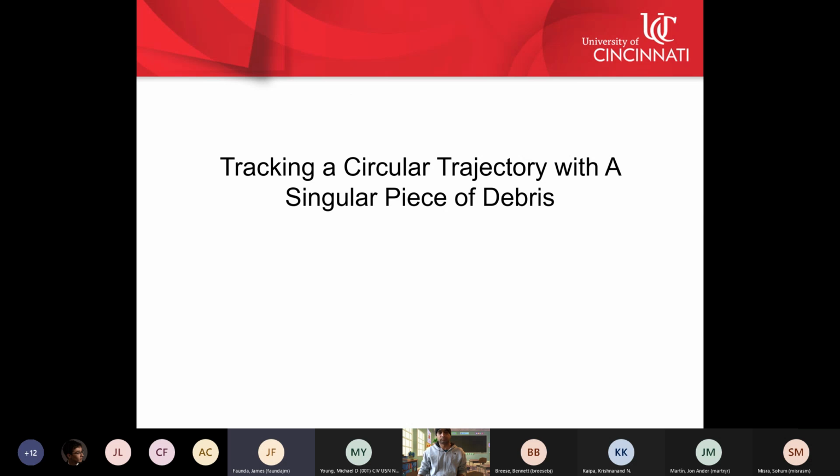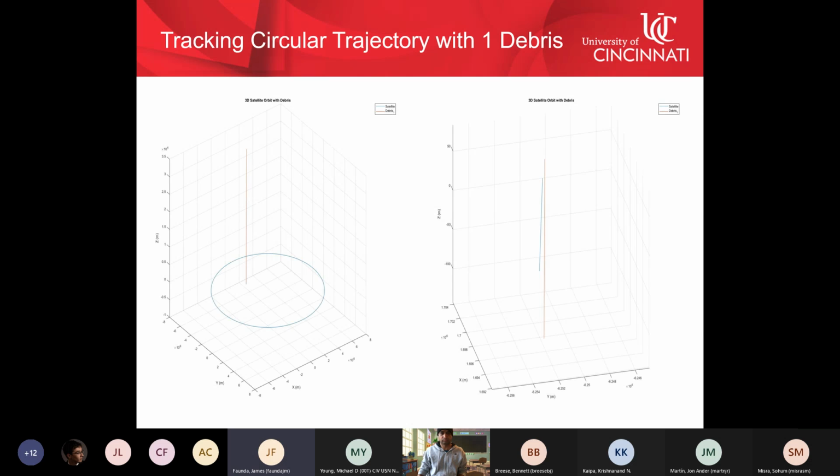Moving on to the results of a singular piece of debris. The figure on the left is the whole 3D orbit, including the debris. The scale is about 10,000, so that's why the debris looks like it's straight up and down, but really it's moving more at an angle. On the right, we have a zoomed in figure to show that it does in fact avoid the debris. But as you can see from the scale, it is hard to tell if the miss is in an acceptable range, which brings us to our next measure.